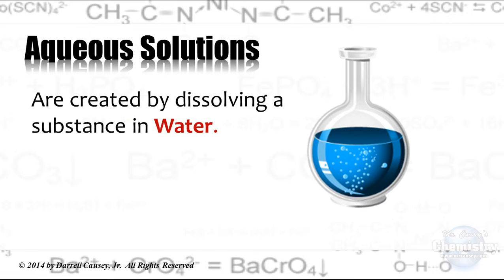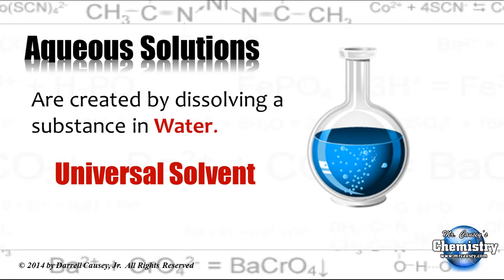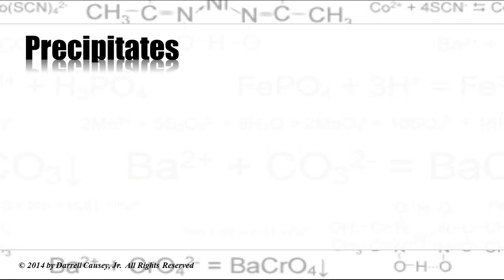One of the first things you need to know is what is an aqueous solution. And I have a whole lesson on aqueous solutions if you're not sure what they are. But aqueous solutions are created by dissolving a substance in water. Water is our universal solvent, and more things dissolve in water than anything else, and a lot of things occur in aqueous solution. So we need to know what an aqueous solution is and how things ionize and how things dissociate. We also need to know what a precipitate is.